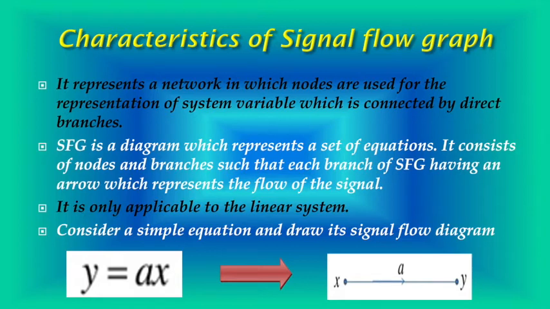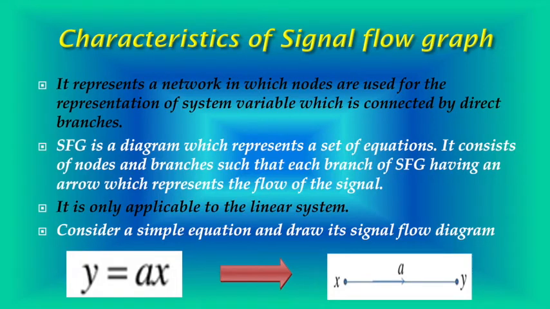Signal flow graph is applicable to linear systems. A signal flow graph is a diagram which represents a set of simultaneous equations. It consists of nodes, and these nodes are connected by directed lines called branches. Every branch of a signal flow graph has an arrow which represents the flow of signals. In a signal flow graph, the transfer function is referred to as transmittance.